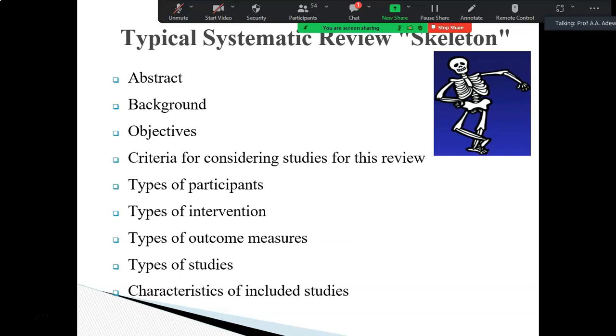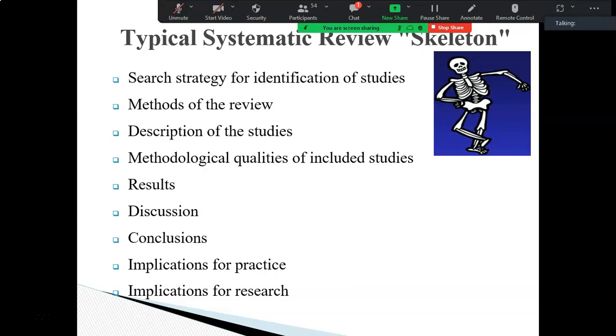This is a typical systematic review skeleton, and this will be applicable to all systematic reviews. You have the abstract, you have the background of the study, you have the objectives, criteria for considering studies for this review, types of participants, types of intervention, types of outcome measures, types of studies, characteristics of included studies, search strategy for identification of studies, methods of the review, description of the studies, methodological qualities of included studies, results, discussion, conclusion, implications for practice, and implications for research.